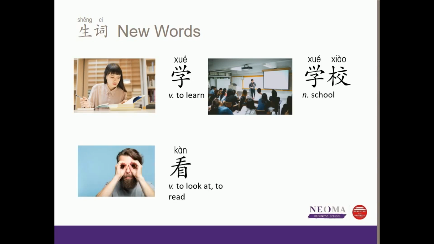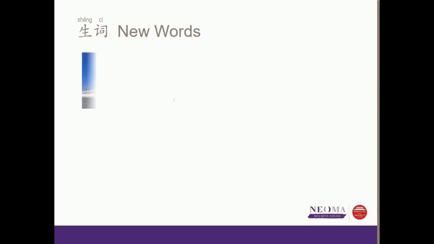看, to look at. 书, book. If I combine 看 and 书, it literally means reading the book silently, not reading it out loud. This is the meaning of 看书. Let's do it one more time. 学校, 看书. Good. There are another four words.